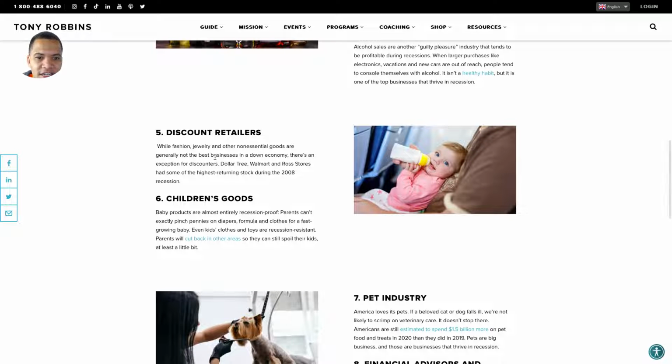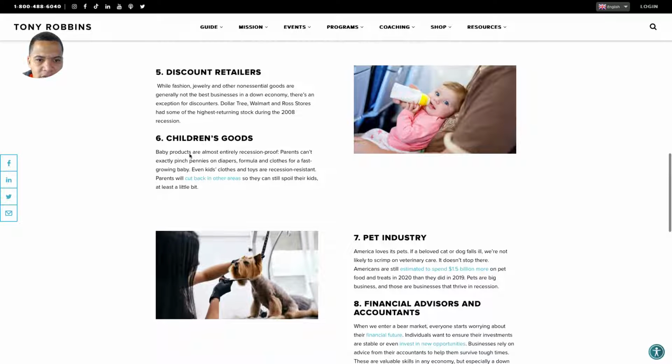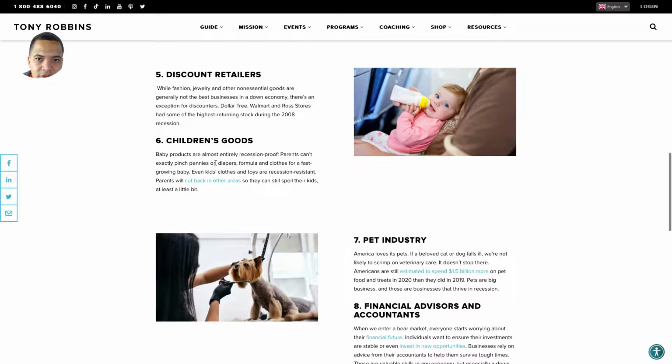Discount retailers makes sense, right? I can't go buy the brand name stuff right off the shelf, brand new. So let's go to discount retailers and get the stuff that's discounted. That makes sense. Children's goods. Baby products are almost entirely recession-proof. Parents can't exactly pinch pennies on diapers. Well, you could do cloth diapers. I did cloth diapers, but you still spend money. So children's goods make sense.